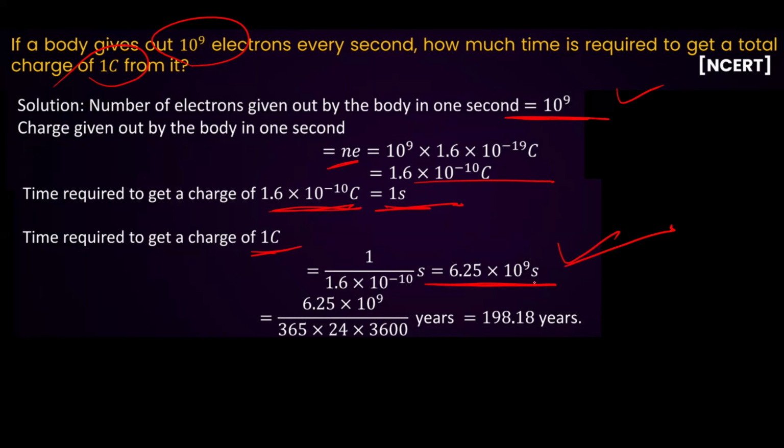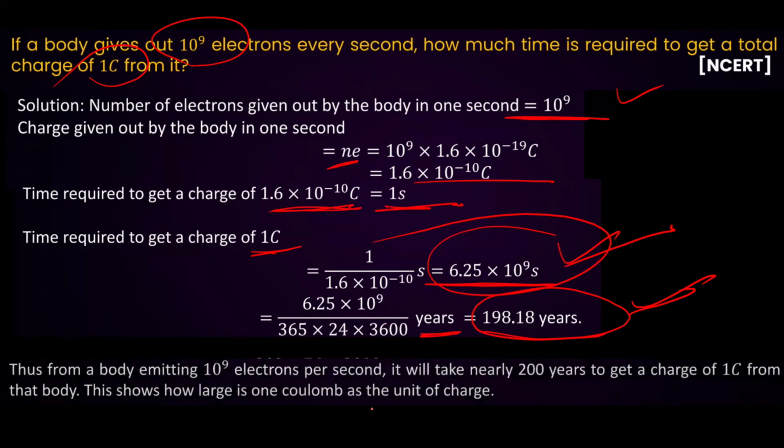So you can say this is in seconds. Now if you want to convert this into years, that would be 198.18 years. About 200 years. So this is the final answer. So we can say finally, from a body emitting 10 to the 9 electrons per second, it will take nearly 200 years to get a charge of 1 coulomb from that body. This shows how large 1 coulomb is as a unit of charge. So the coulomb is a very large unit of charge.